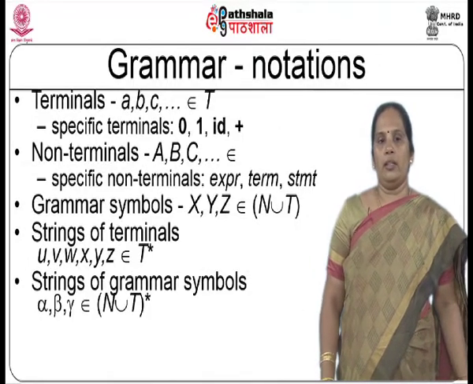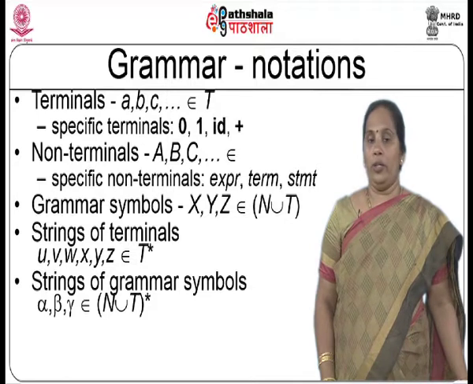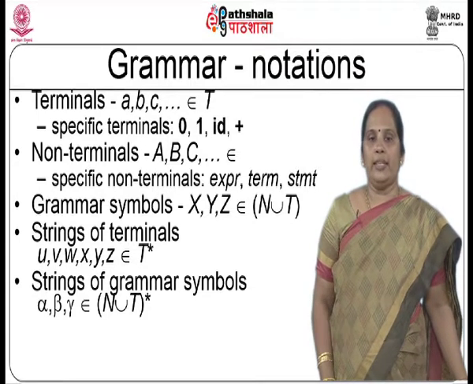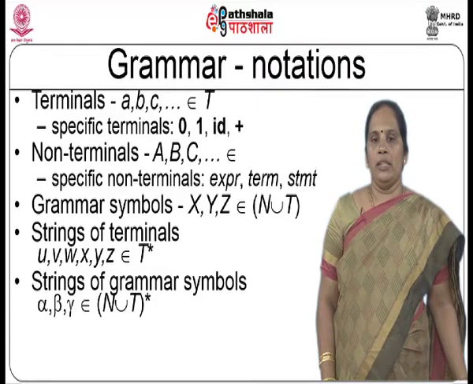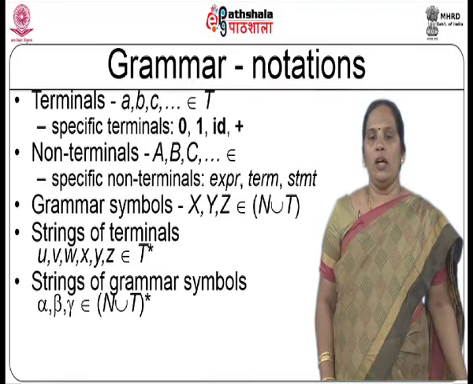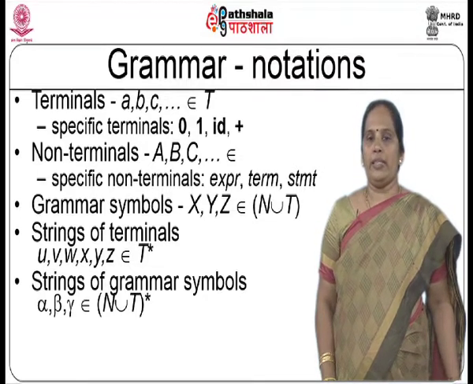Now we know that terminals are typically denoted using small case letters a, b, c, etc. This also covers specific terminals like 0, 1, ID, plus, all specific terminals. Non-terminals are typically given with capital A, B, C.